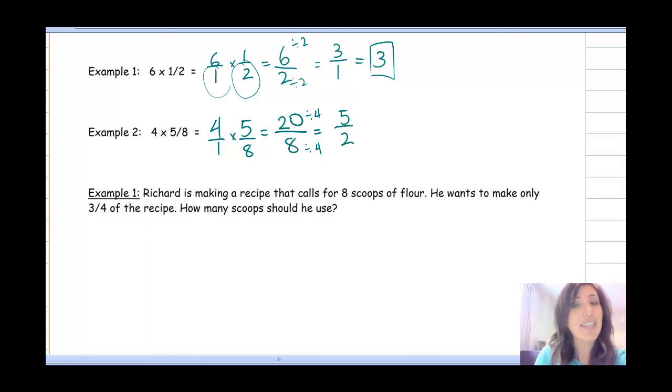And it's perfectly acceptable to write 5 over 2, or if you would like, you may change it to mixed numbers. 2 goes into 5 nicely 2 times. 2 times 2 is 4 plus 1 is 5. Keep the same denominator. So you can express that as an improper fraction or a mixed number.